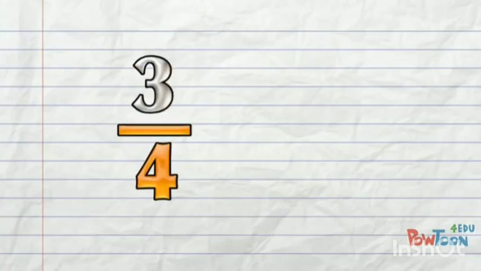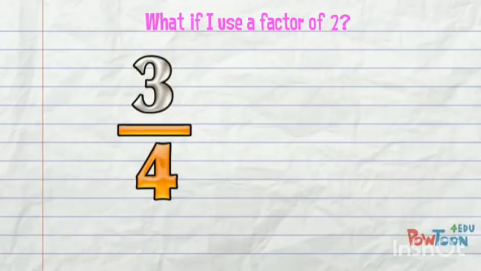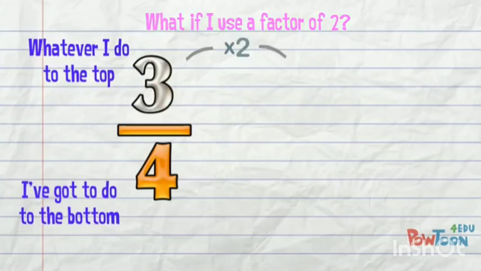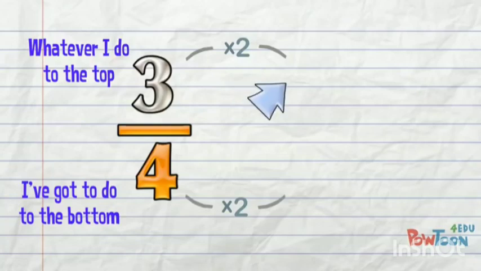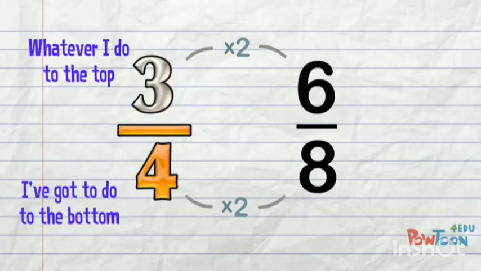3 over 4. What if I make an equivalent fraction using a factor of 2? Whatever I do to the top, I've got to do to the bottom. 3 times 2 is 6, the new numerator, over 4 times 2 is 8, the new denominator.